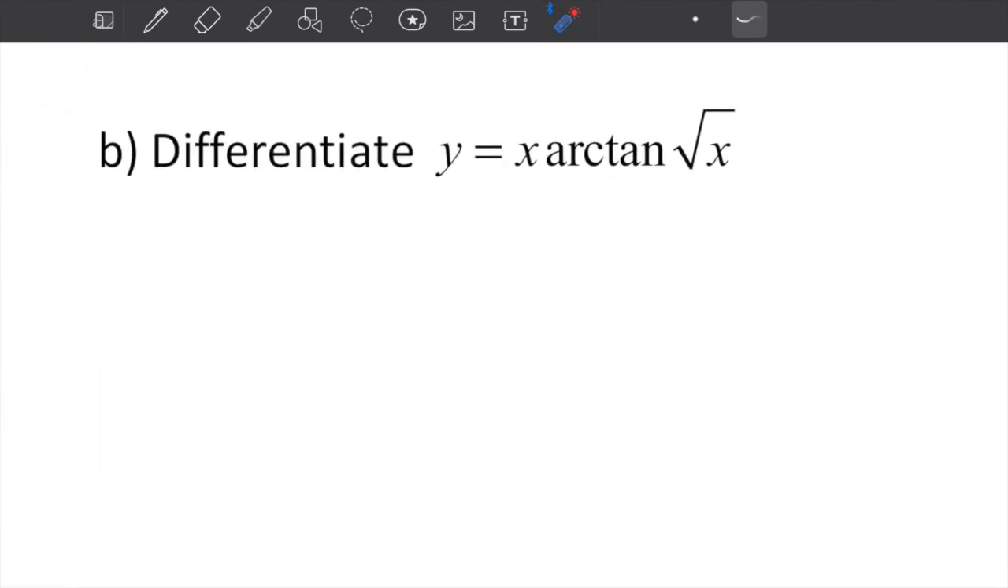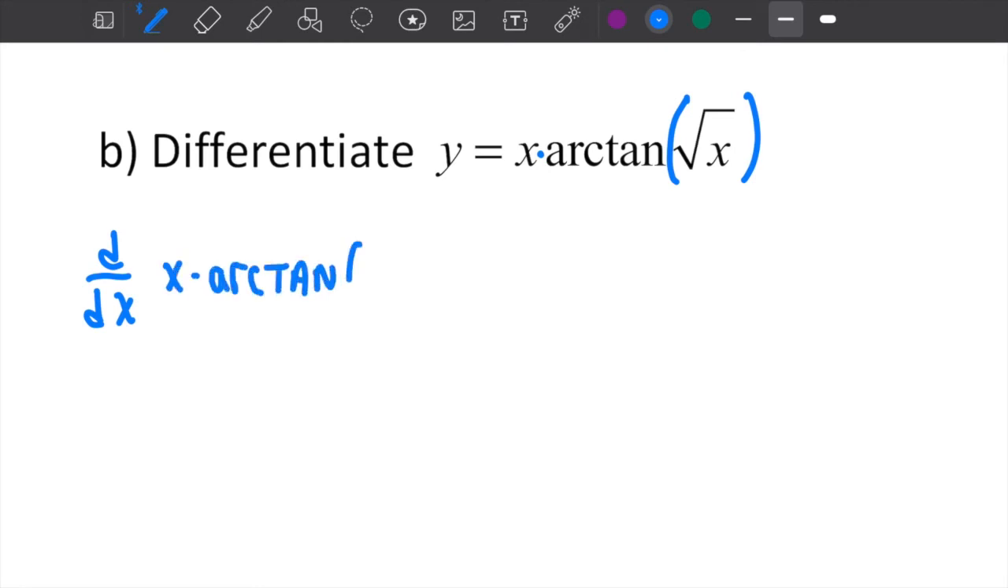Let's take x arctan square root of x. So first off, we have the product rule. Square root of x is the argument of arctan, so that's going to require the chain rule there. So let's apply our derivative d dx on x multiplied by arctan square root of x.